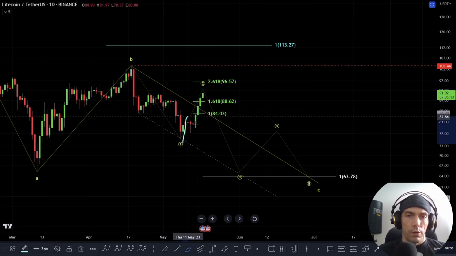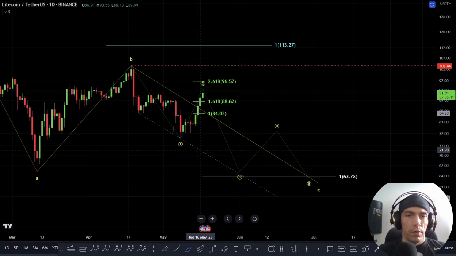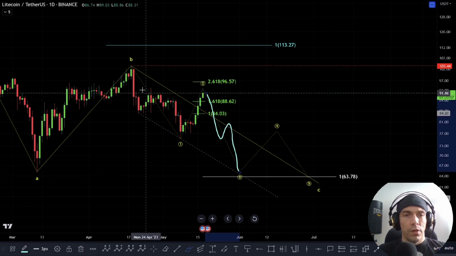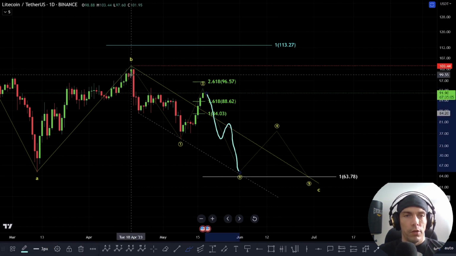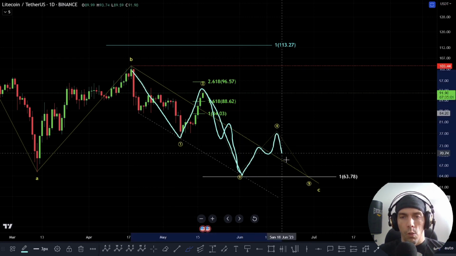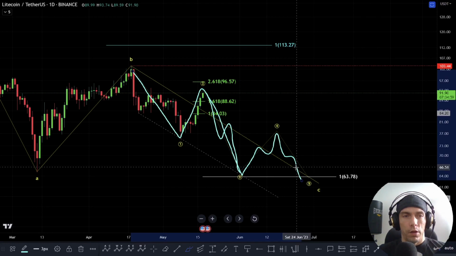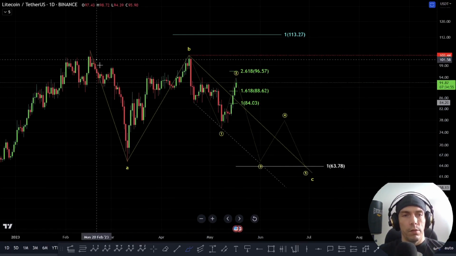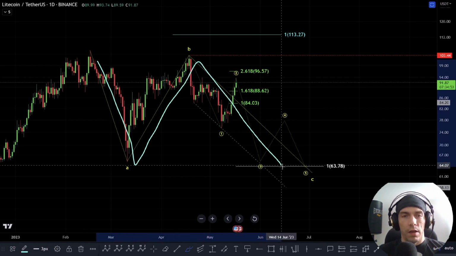If, however, we just have a three-wave move here and we break down below this low, if we do so in a three-wave move, A, B, C, this would then give us that potential that we could actually see this move play out as 1, 2, 3, and then a fifth wave to the downside, something like this, in which case we could be looking for that possibility of actually forming this as A, B, and C as a flat.